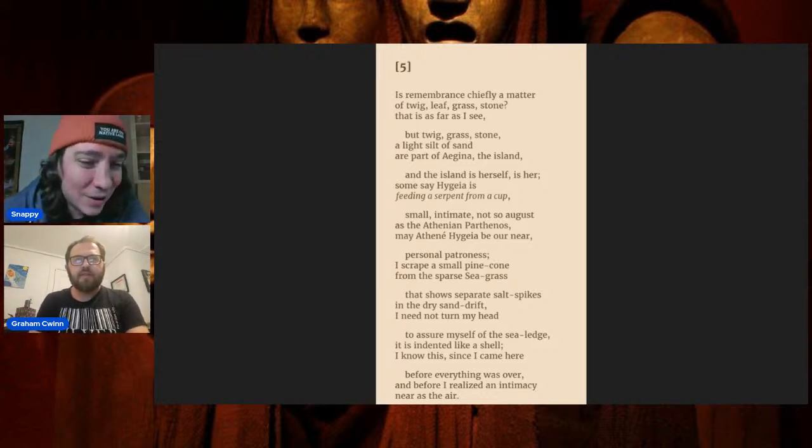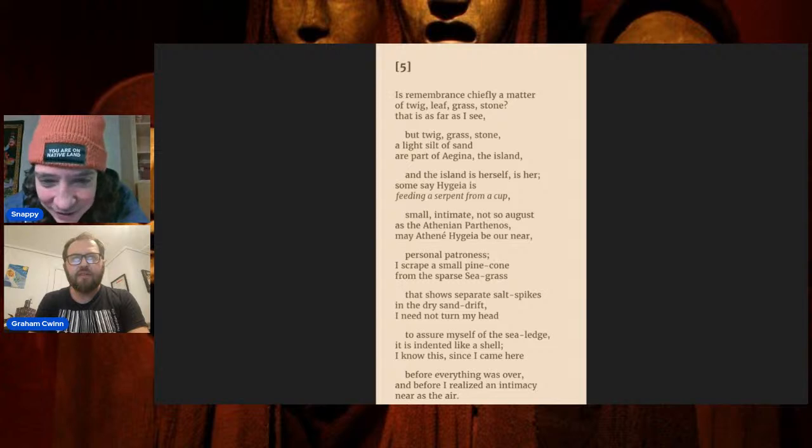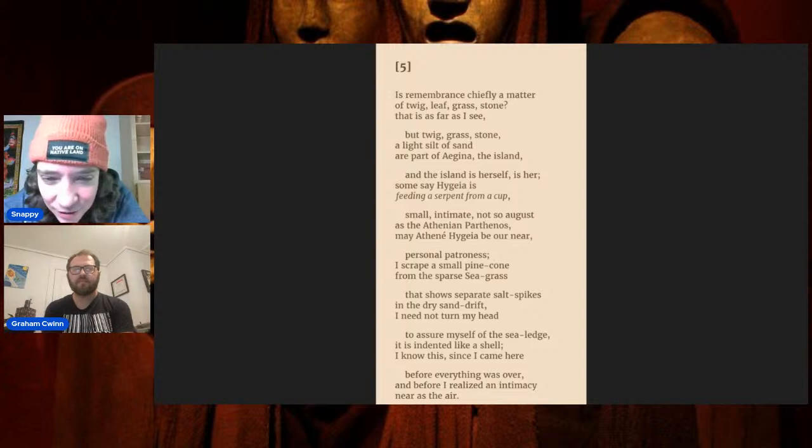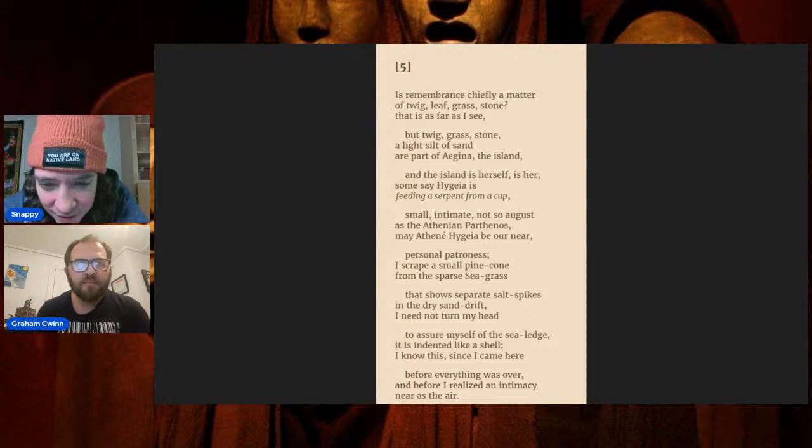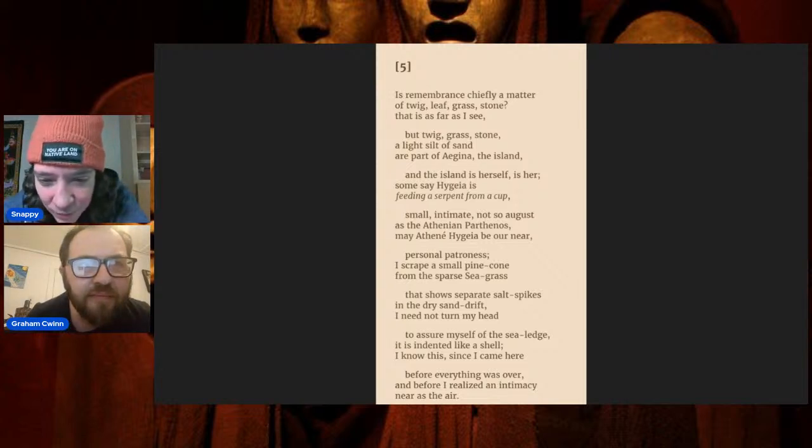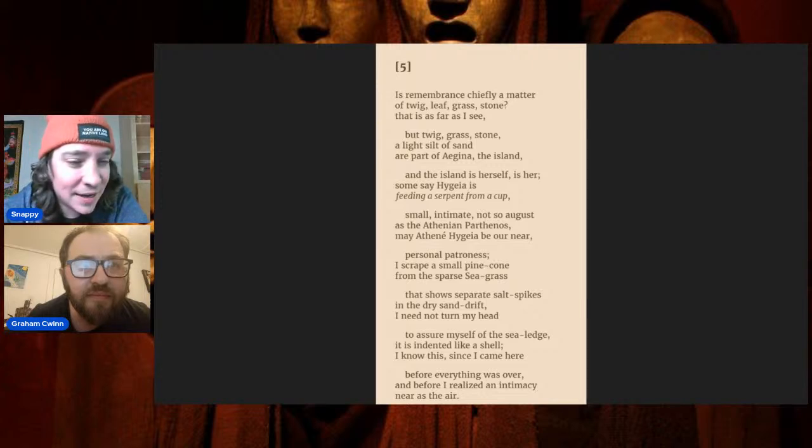Again, doing that hard work of enlightening your mind. The shows separate salt spikes and the dry sand drift. I need not turn my head to assure myself of the sea ledge. It is indented like a shell. I know this since I came here, before everything was over, before I realized an intimacy near as the air. Wow.